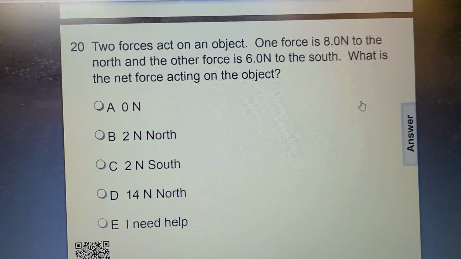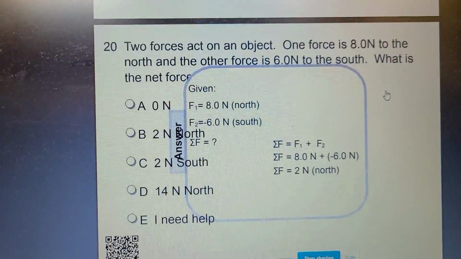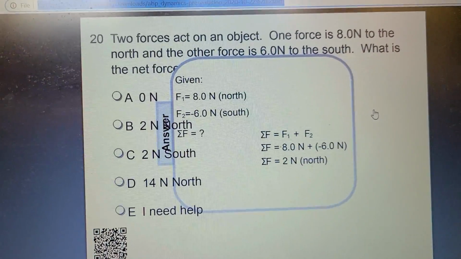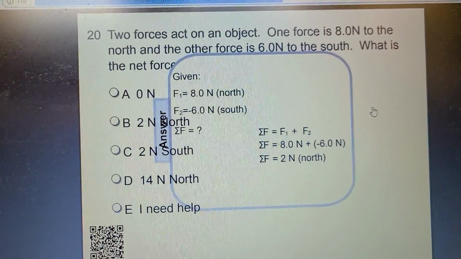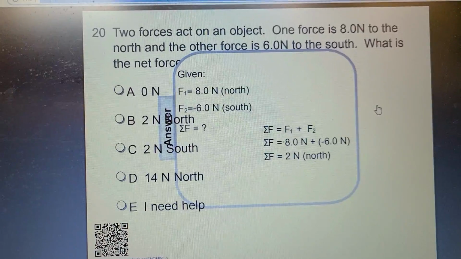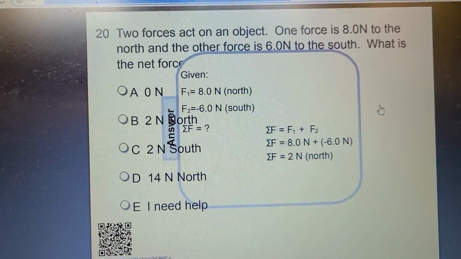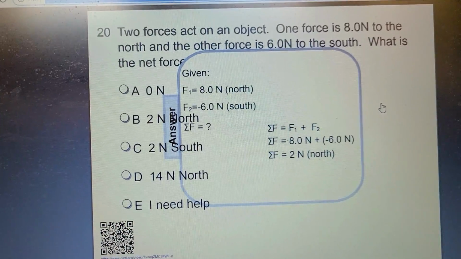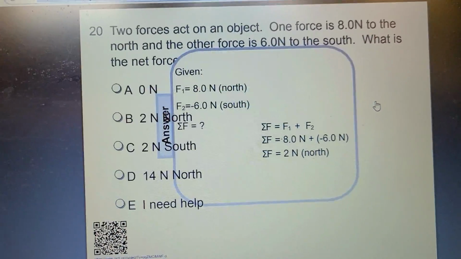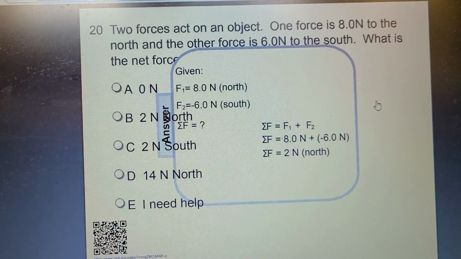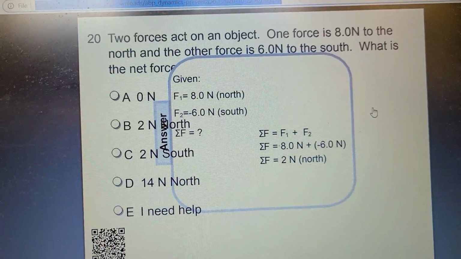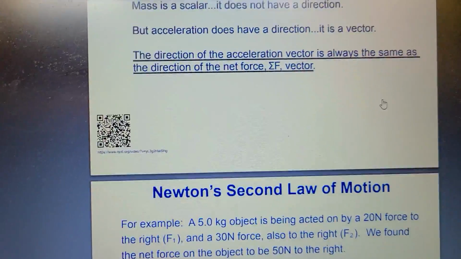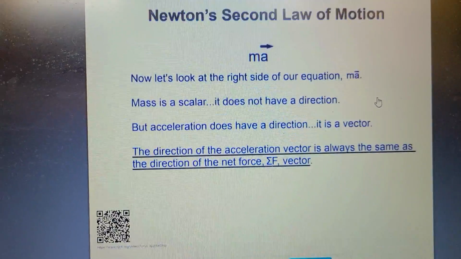Is anybody else agreeing, disagreeing? Okay, good. So it should be 2 north, because, again, think about displacement. North has the highest number compared to south. If it was 8 Newtons south and 6 Newtons north, then it'd be 2 Newtons south. But because north has a bigger number than south, it becomes 2 Newtons north. So we're going to move on.